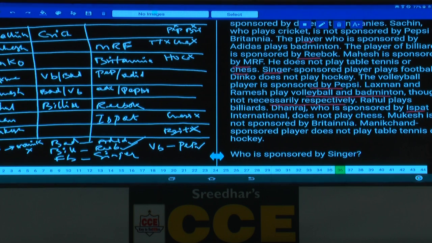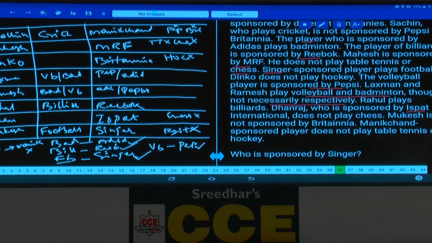If Britannia is Dinku, then Dinku cannot play football as well, because the person who plays football is sponsored by Singer. Hence, Dinku is not playing football. Then what is the only possibility left for football? Football must be played by Mukesh, and the company sponsoring is Singer. Now check out the companies: MRF, Britannia, Pepsi, Adidas, Reebok, SPAT, Singer, done. Now it is left with Manik Chand. Hence, Manik Chand is sponsoring Sachin.